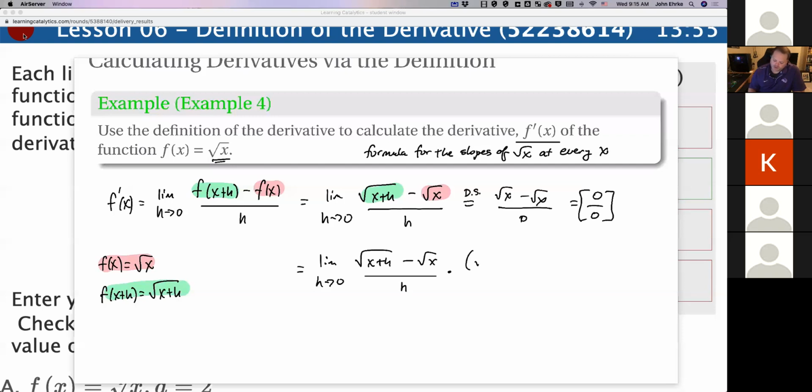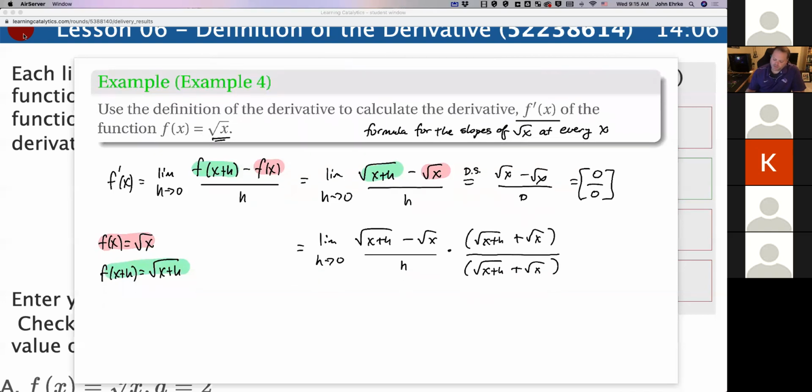So if I multiply by the conjugate, it's square root of x plus h plus square root of x over the square root of x plus h plus the square root of x. So I multiply by the conjugate. We've talked about before with conjugates, if you have something of the form a minus b and multiply it by a plus b, the result is you square the first term, square the second term, and subtract.